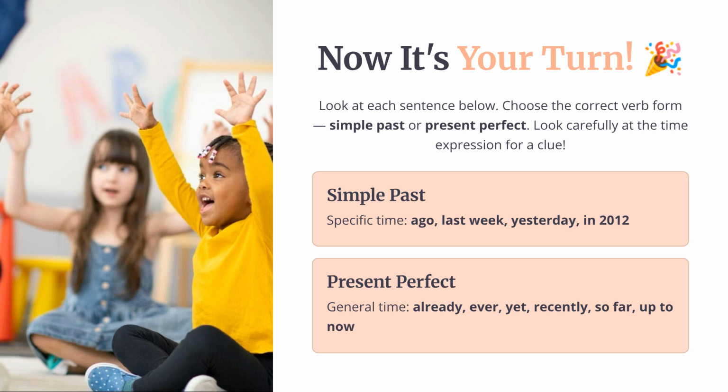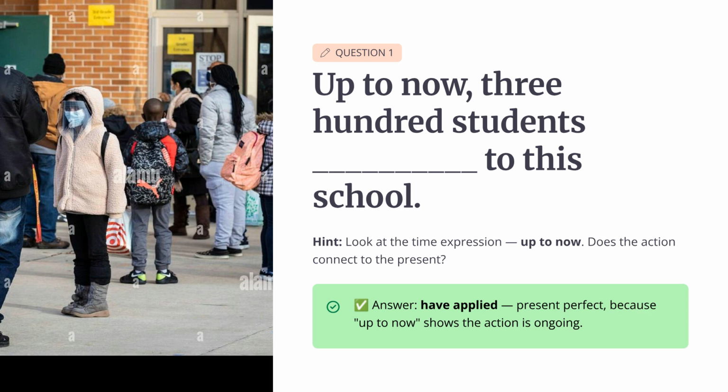Now it's your turn. Look at each sentence below and choose the correct verb form, simple past or present perfect. Look carefully at the time expression for a clue. Remember, use the simple past for a specific time, like ago, last week, yesterday, or in 2012. Use the present perfect for a general time connected to the present, like already, ever, yet, recently, so far, or up to now.